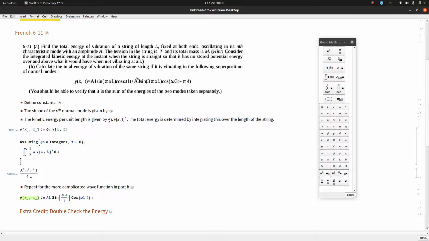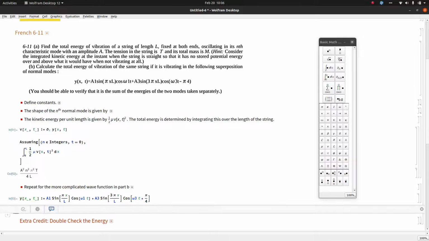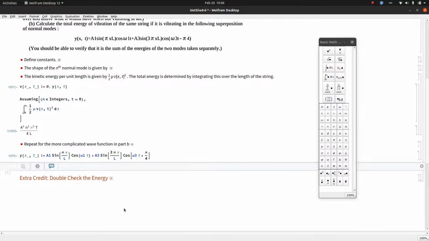And to that, we're going to add what appears to be the third normal mode. So we've got A3. I'll just copy that, change that to a 3. Now it's the third normal mode, so it's 3 pi x over L instead of 1 pi x over L. It's going to have cosine omega 3 t. And one more thing here, you can see this is phase shifted by pi over 4. So I'm going to just add plus pi over 4. That looks a little nicer. So we've got a new function of y.